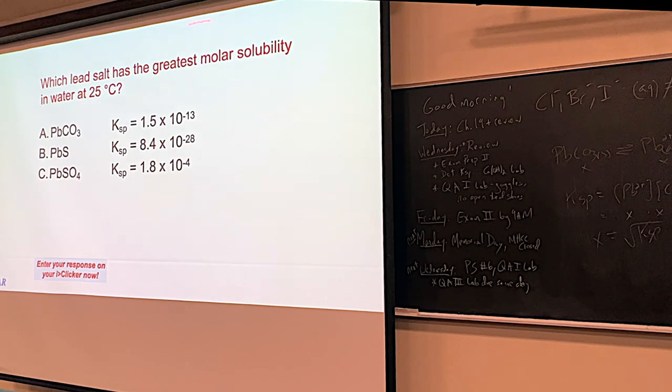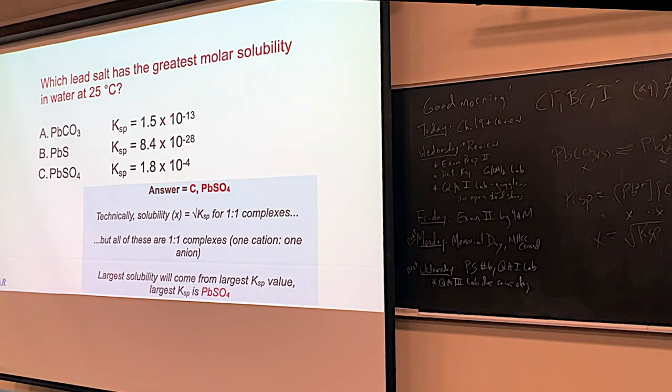And the greatest solubility would be the greatest number. But you can maybe see, just based on math, that the biggest Ksp will have the biggest solubility. These two are much, much, much smaller than this one is right here. So by hook or by crook, you can either take the square root of these numbers to see that the PbSO4 would be the biggest solubility, and that's totally fine. The largest Ksp will give you the largest solubility. So in this case, it's definitely going to be PbSO4.